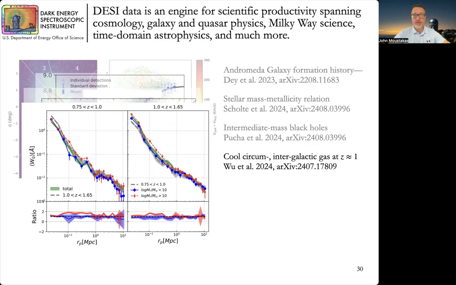We can also, with DESI data, try to untangle the chemistry and velocity of gas in and around galaxies. So this is circumgalactic and intergalactic gas out to redshifts of 1. That's illustrated by this paper by Wu et al. that shows the equivalent width of magnesium-2 absorption in galaxies as a function of impact parameter. And this can be compared to different models for the galactic fountain, both ejection of metals into the circumgalactic and intergalactic medium as balanced by accretion onto those galaxies.